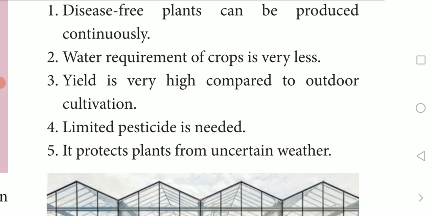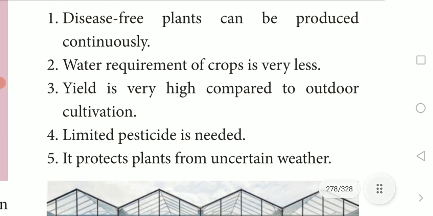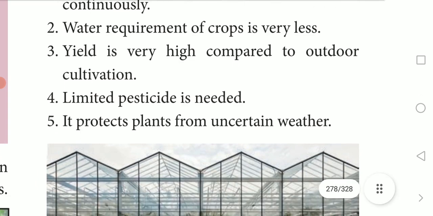The third one is that yield is very high compared to outdoor cultivation. So when you compare the greenhouse with outdoor cultivation, the greenhouse yields more. Then the fourth one, limited pesticides are needed. Pesticide is what is used to kill insects; pest means insect. That is the fourth point. Limited pesticides are needed.